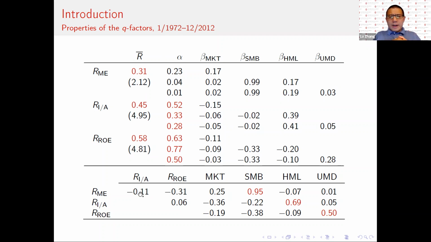In terms of the correlation matrix, we see that our size factor is quite highly correlated with SMB in the Fama-French three-factor model. Our investment factor and the Fama-French HML, the value factor, have a high correlation of 0.69, and our ROE factor has a high correlation of 0.5 with the Fama-French UMD factor. This is the up-minus-down momentum factor.